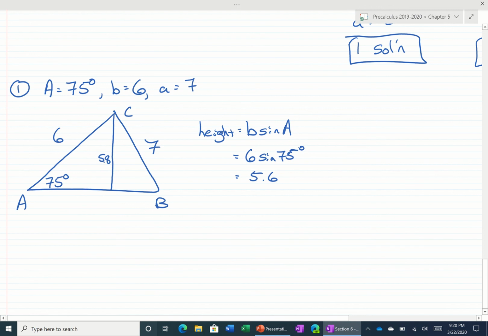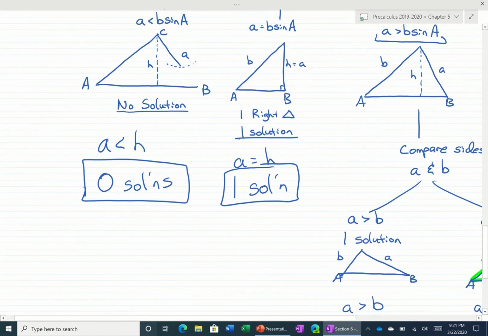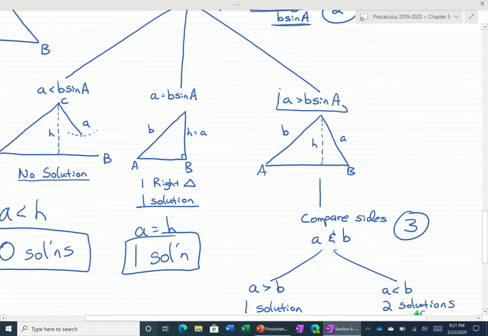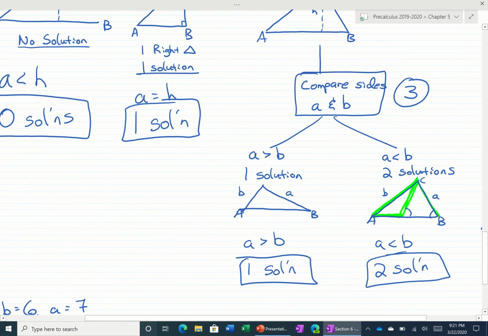Alright, so let's look at our flow chart. It looks like we found the height, and side A, 7, is bigger than the height. That's right here. The next step is we have to compare sides A and B.